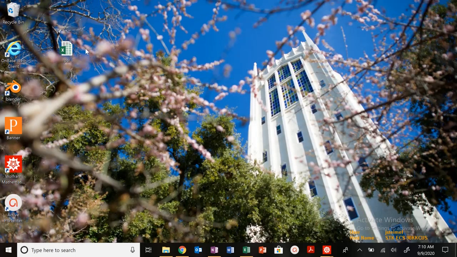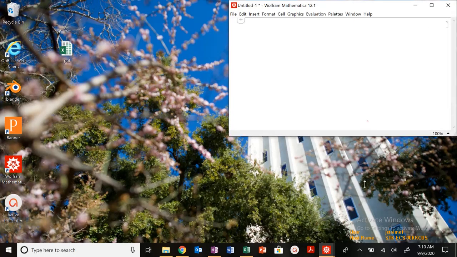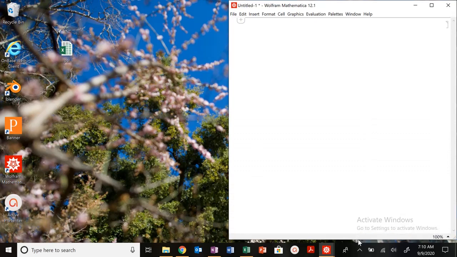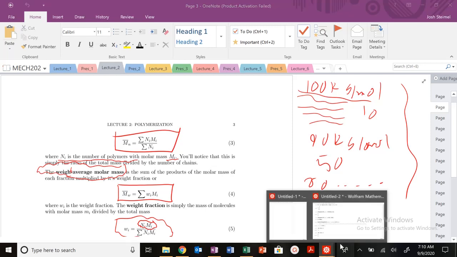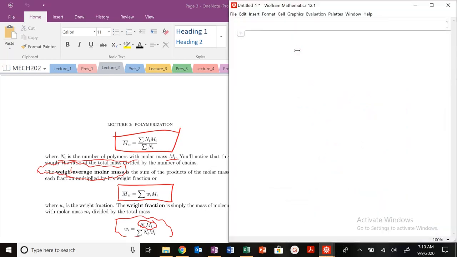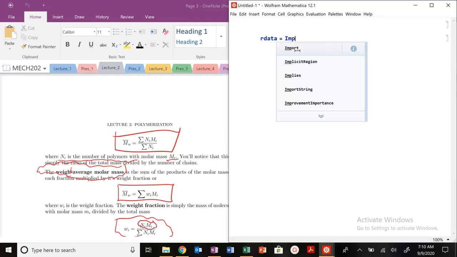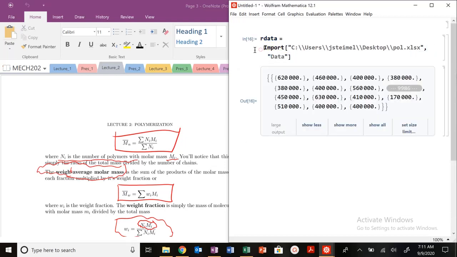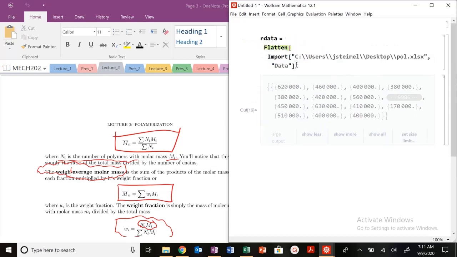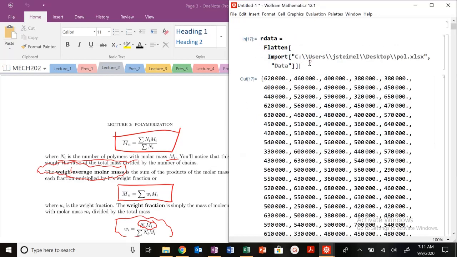So let's go ahead and I'm going to copy this path. I'm going to open up Mathematica, and we'll go ahead and get started here. And we'll actually pull up the notes on the side as well. Right here, I'll pull up the notes. Let's pull up Mathematica right here. So I'm going to import my raw data, and you see there's lots of parentheses here, so I'm going to flatten my data. And these are the polymers I'm working with here. So I'm going to suppress this output.